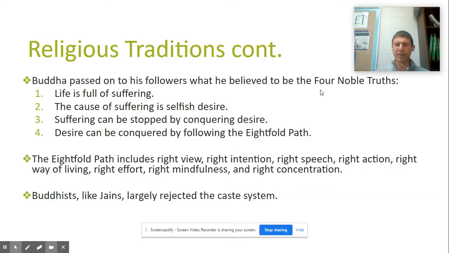So Buddhism doesn't really have a strong following in India. It's more in the areas we've already talked about in East Asia and Southeast Asia. That's more where we'd find Buddhism. But Siddhartha Gautama was from India, and so that's where the religion started.